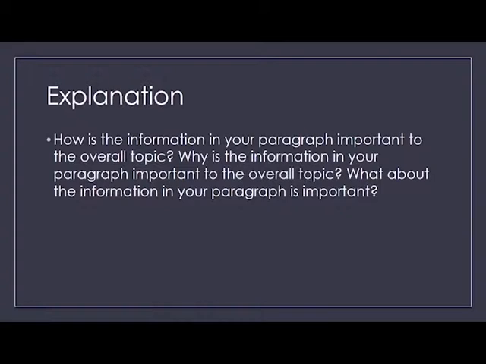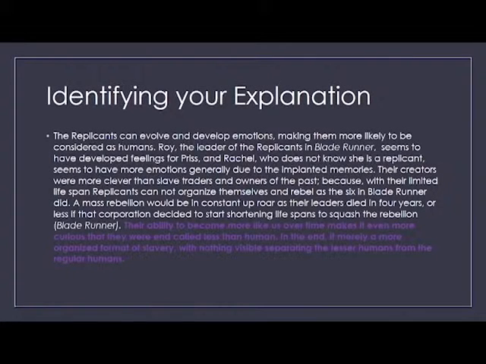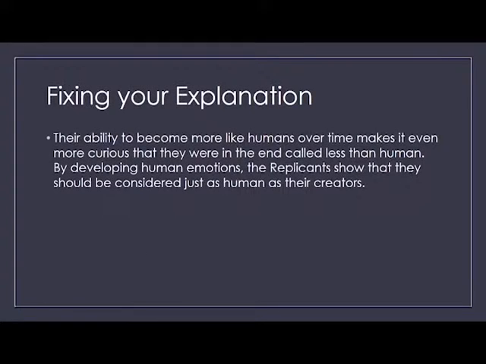The explanation part of pi is where an individual would explain their point. For instance, how is the information in your overall paragraph important to your topic? Why is the information important to your topic? Finally, what about the information in your paragraph is important? The explanation will come at the end of your paragraph because you are explaining the information previously mentioned. Here we have the incorrect explanation in bold. Here is the fixed explanation.